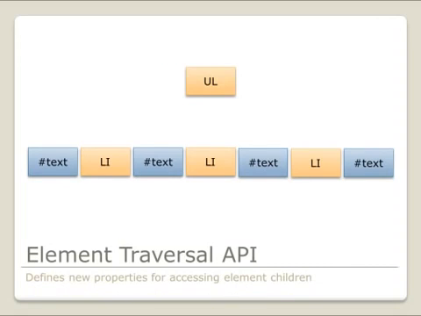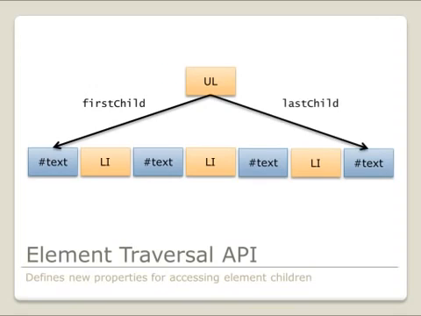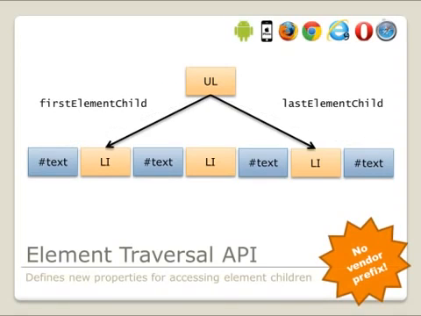Another group of DOM extensions to deal with this problem is called the Element Traversal API. Originally it was its own spec, it's now being rolled into DOM 4, and this defines new properties for accessing element children. So you know in the DOM that you have first child that points to the first child element, and last child, which points to the last child element. And that's a problem because of these text nodes that get in the way. The Element Traversal API adds first element child and last element child that point to the first element that's a child and the last element that's a child, respectively. So you don't need to worry about text nodes there either.